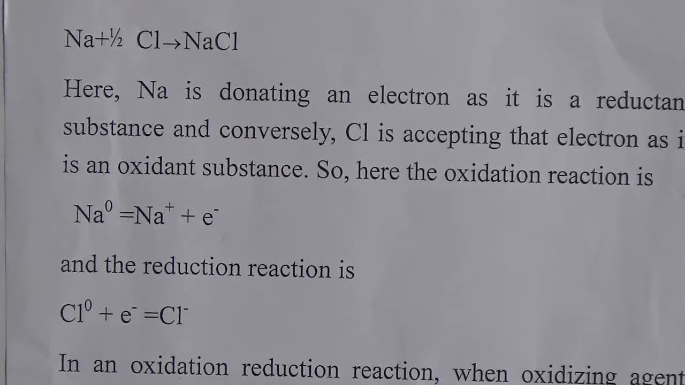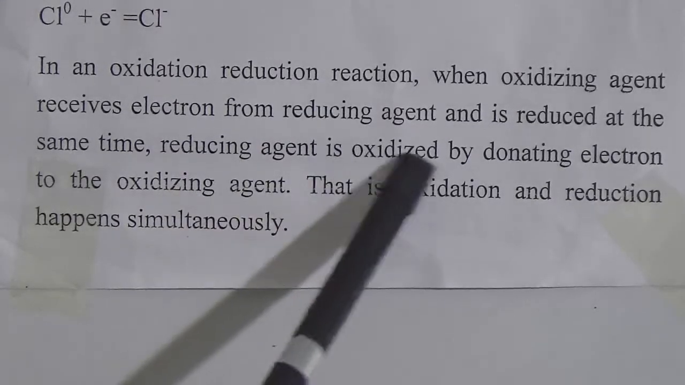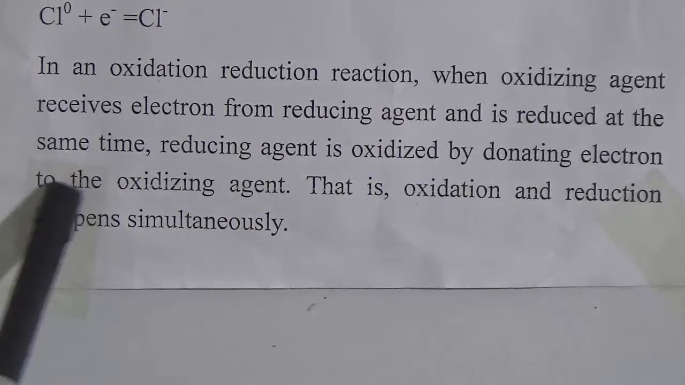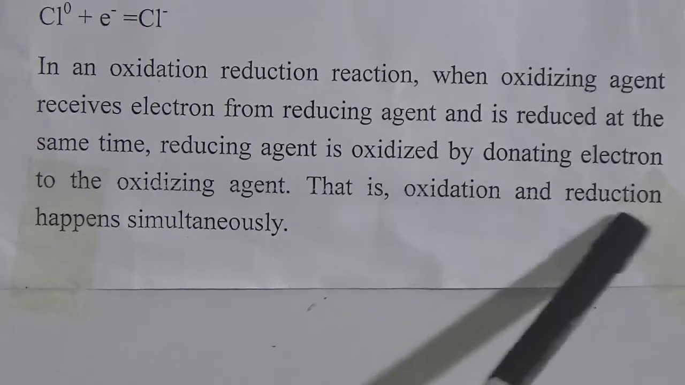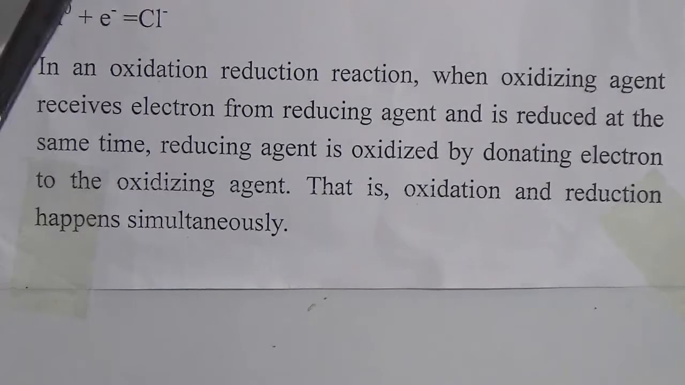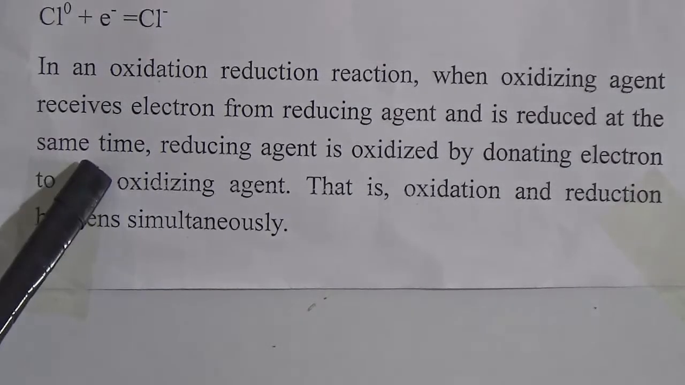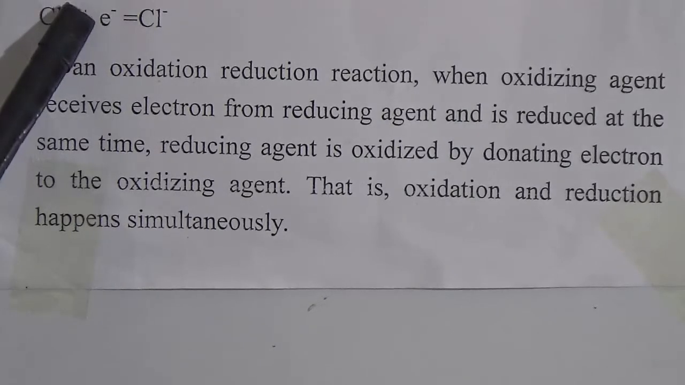In the oxidation reduction reaction, the oxidizing agent receives electrons from the reducing agent and is reduced, and at the same time the reducing agent is oxidized by donating electrons to the oxidizing agent, so oxidation and reduction happen simultaneously. Dear students, this total answer you will get from your textbook. It is written so nicely, you can follow your textbook for the answer also.